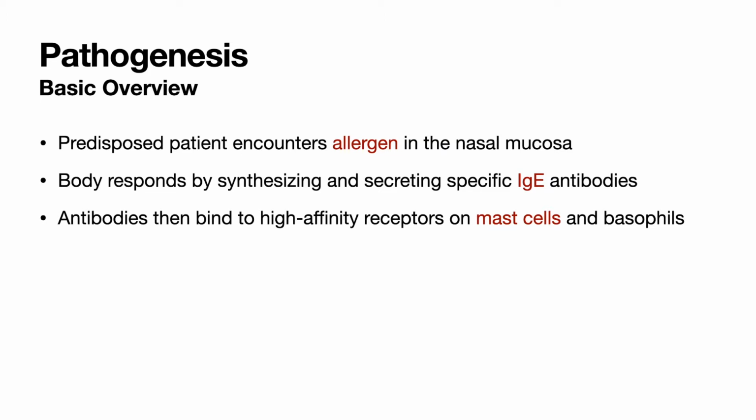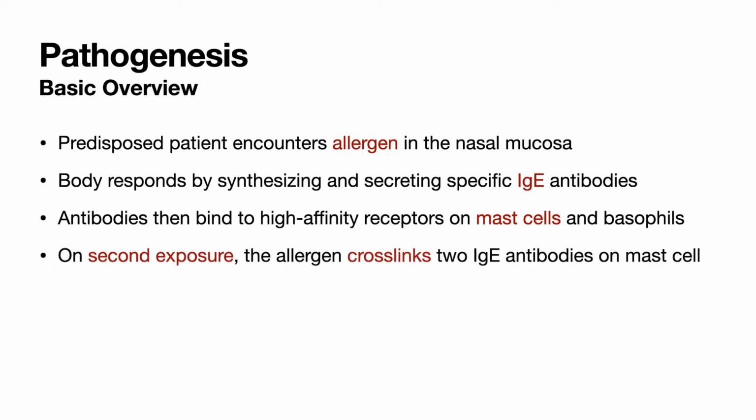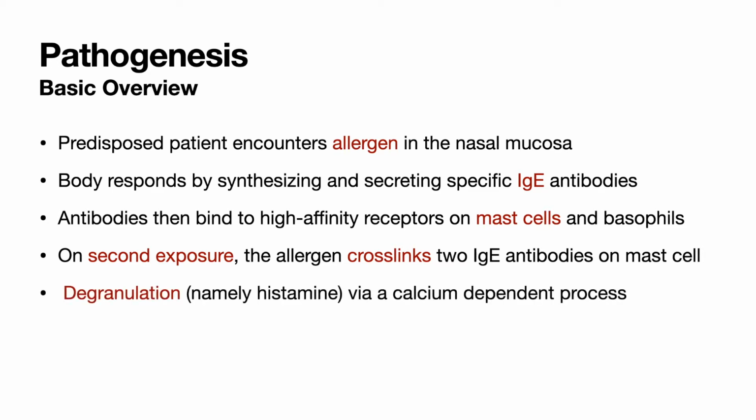So this first exposure to allergen is crucial, as it is the first cause of specific Ig antibodies ultimately attaching themselves on the surface of mast cells, which are necessary if any subsequent degranulation is to occur. On the second exposure, the allergen cross-links two IgE antibodies on mast cells. Degranulation, namely of histamine, occurs via a calcium-dependent process. This degranulation is the start of the immediate phase of allergic rhinitis.